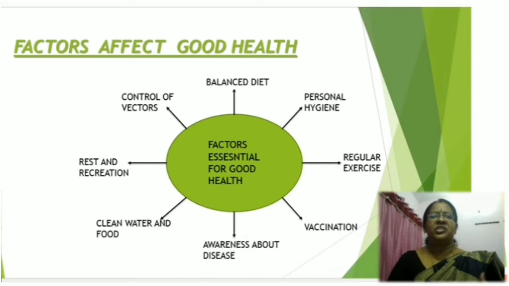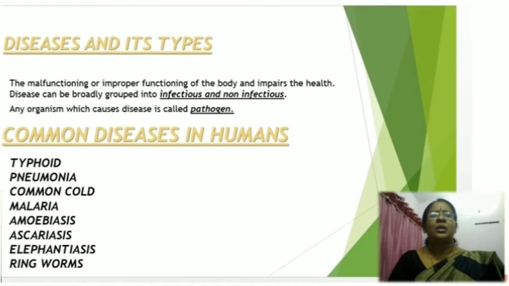The main conditions or factors that affect good health are a balanced diet, personal hygiene, regular exercise, then clean water and food, rest and recreation, then control of vectors, etc. So many common diseases are in our biology chapter.